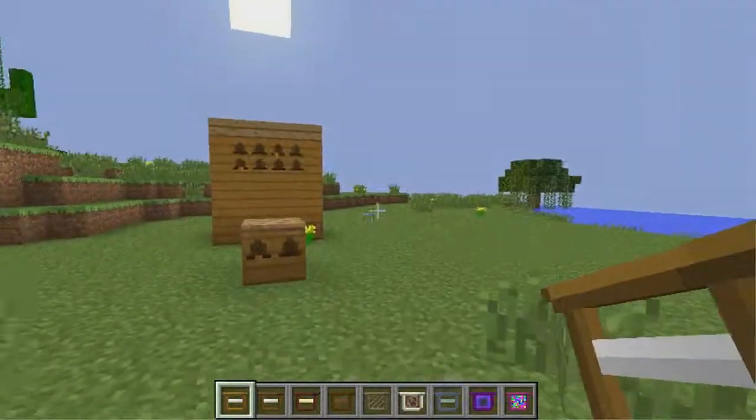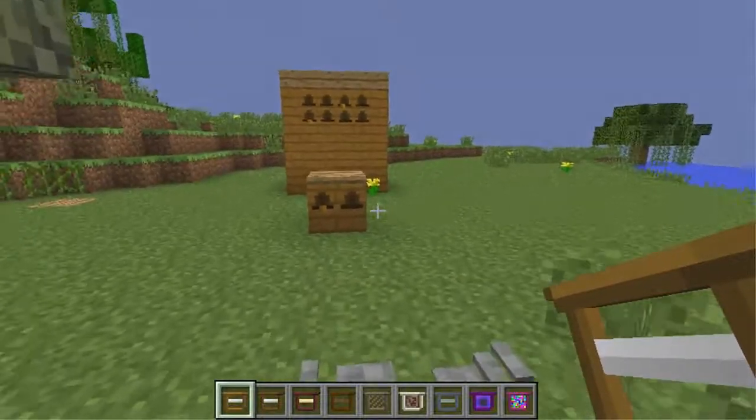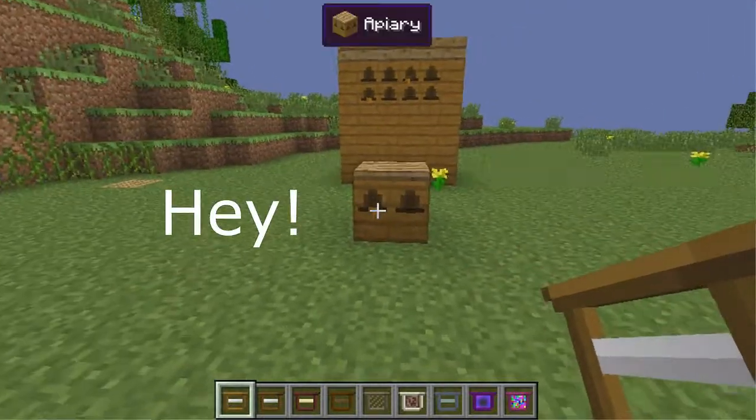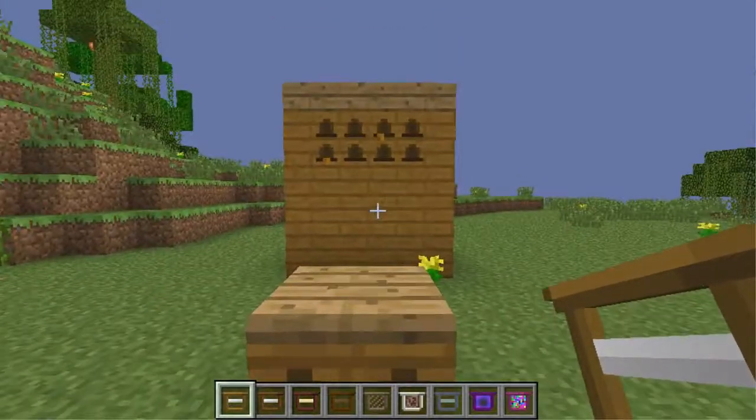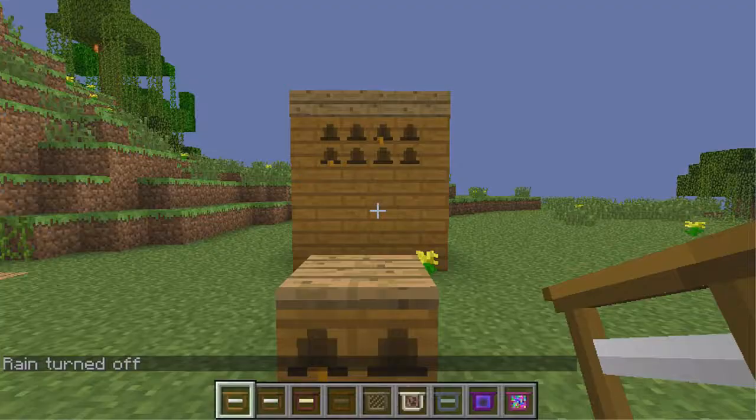So I don't have a lot prepared for this episode because I'm going to be throwing up a lot of pop-ups on the screen and stuff like that. I only have an apiary and an alveary, and it's raining. Let's turn the rain off.